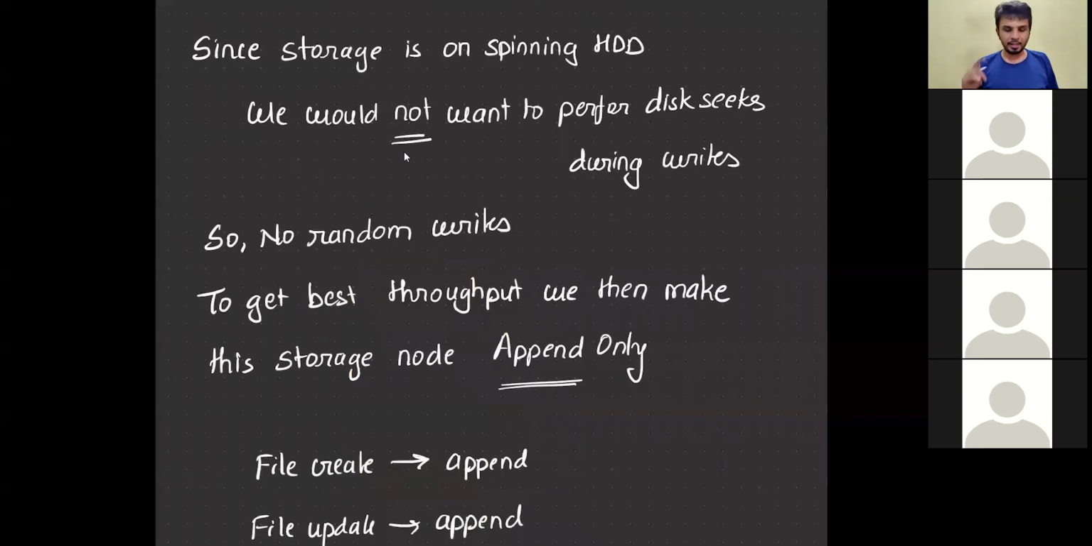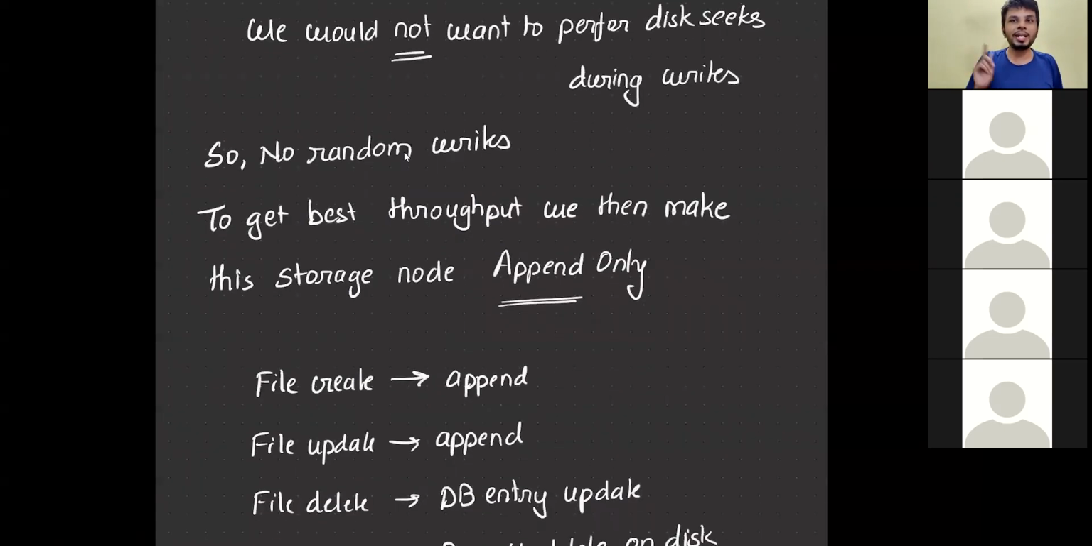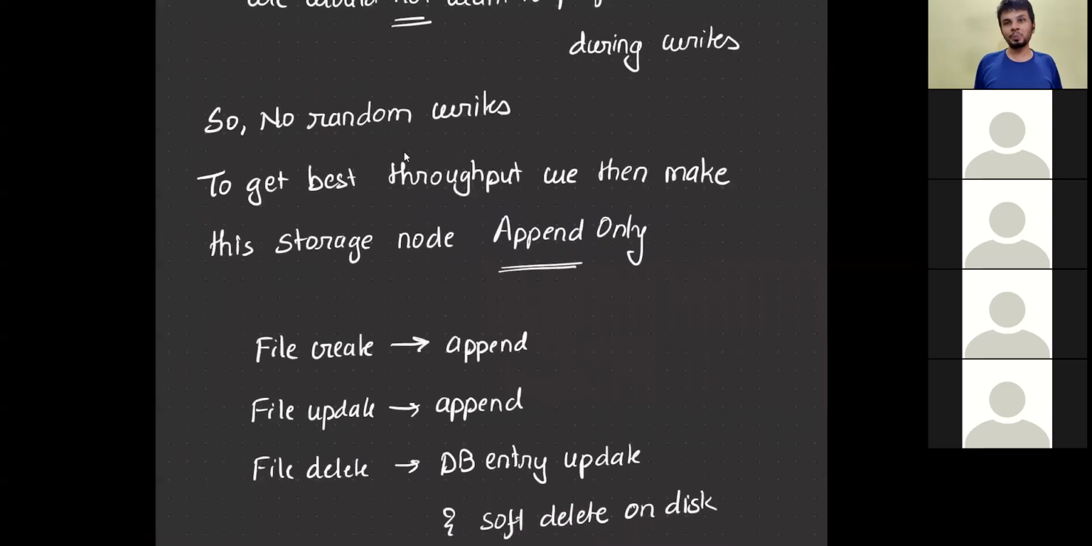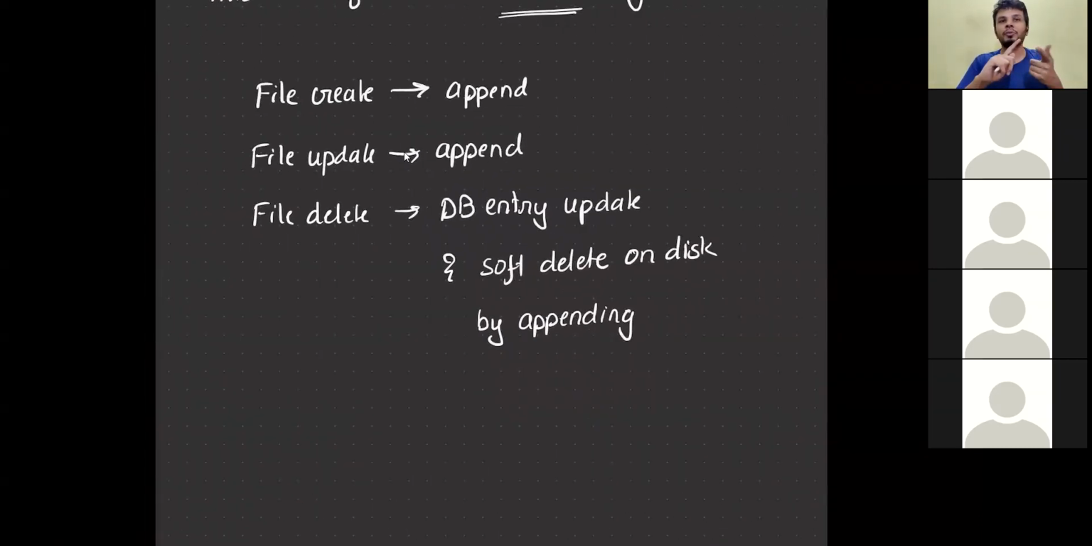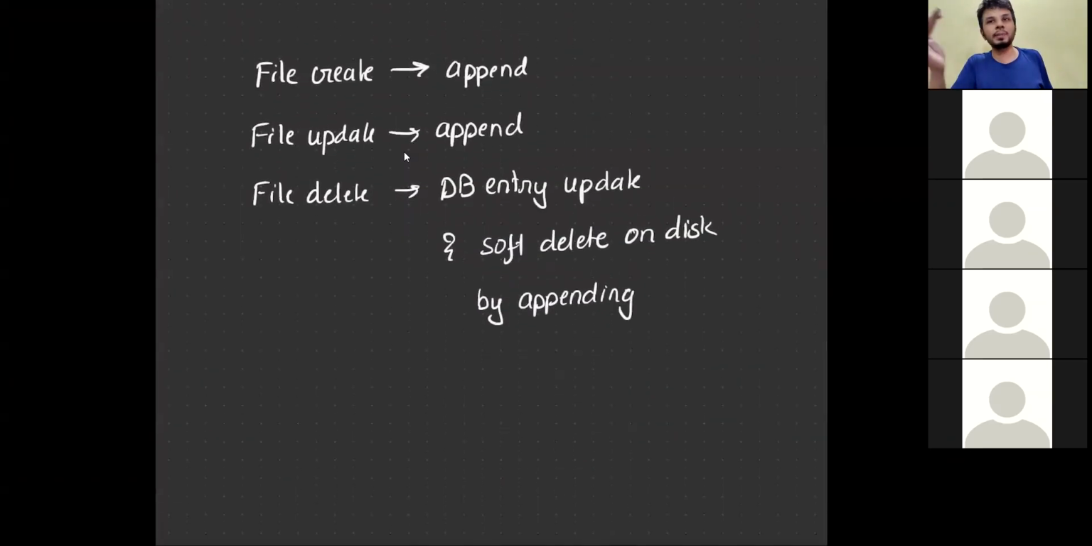Now, since we are using spinning disk storage, we would not want to spend time doing disk seeks during writes. Which means we cannot do random writes. To get throughput, we would always have to do append only writes. So every single operation, like file create, file update, file delete, has to be an append only operation. That is something that we have to do. Something that we discussed in previous weeks: create and update are simple. Delete we'll do as a soft delete and then merge and compaction and so on.